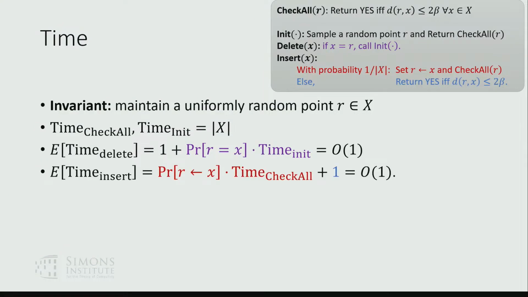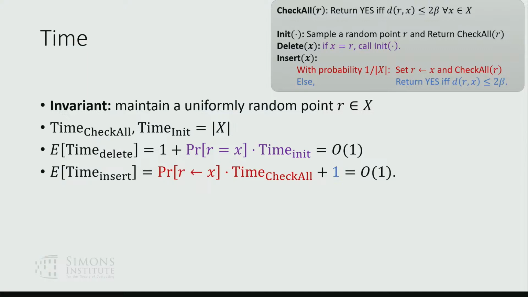How about the insertion time? Well, with some probability, you will assign X to be R. This will happen with probability 1 over X, and then you spend time to check all. But together, this is 1 over X, this is X, so it's constant. In the other case, you just spend one query.